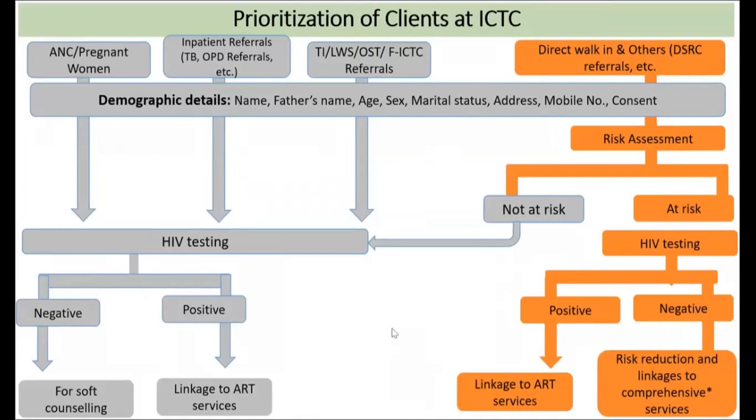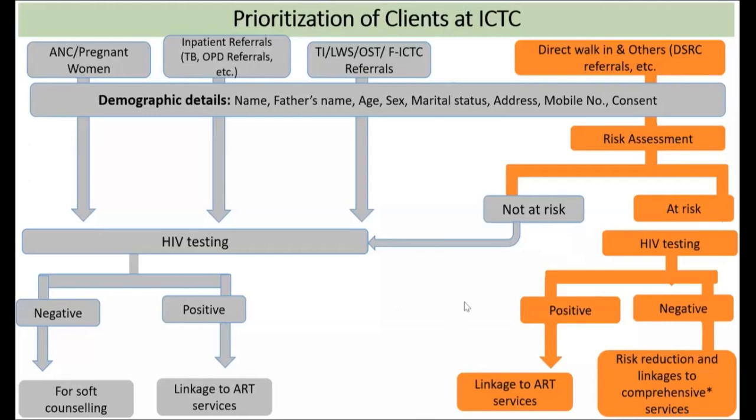The first is ANC or pregnant women. Second is inpatient reference, whether they are from TB, OPD, or from surgical wards, whatever. Then the third category is from the NSCP facilities generally. And then there are others who are not falling into these categories. They will fall into the 4th category, which is the most important for us. Now the demographic details will be taken from all the clients, irrespective of which category they are falling into.